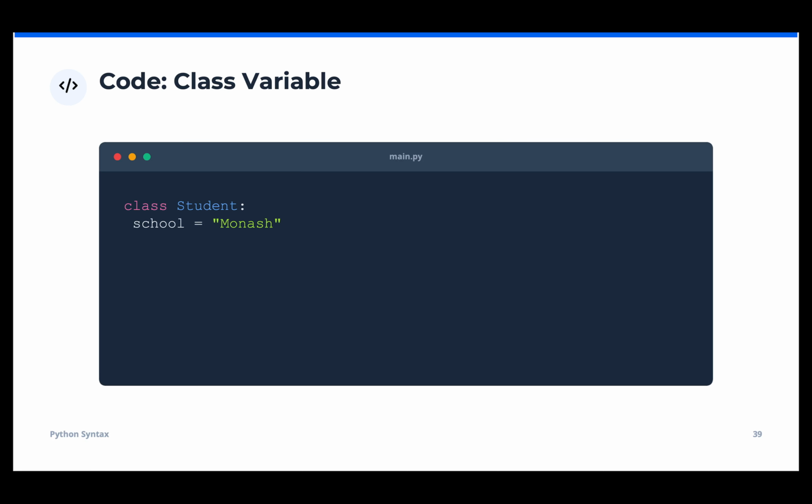The example class Student, school equals Monash, is simple and clear. It shows that some information does not need to be stored separately in every instance if it is meant to be common to all students. This is exactly the kind of data class variables are for.